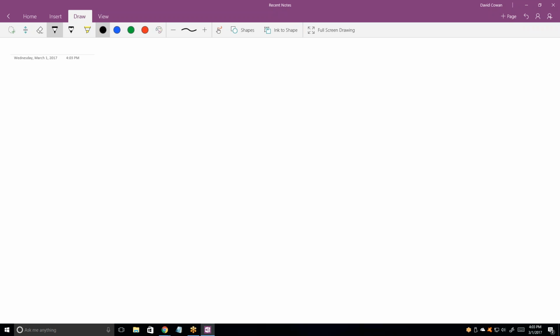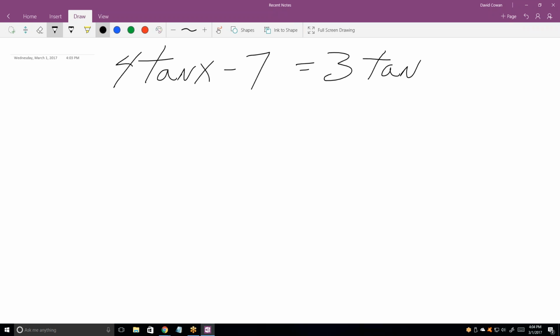What else you got? Okay. The next one is 4 tan x minus 7 equals 3 tan x minus 6. Okay. Treat this just like an algebraic equation. Solve for tan x, and then we can solve for x.